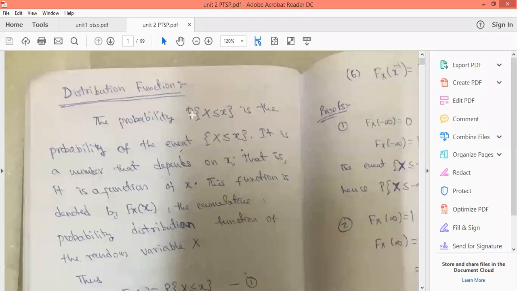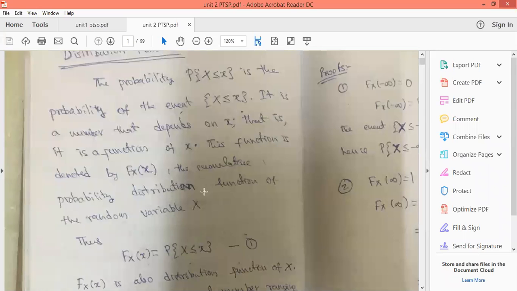The probability of X less than or equal to x is what? It is the probability of the event X less than or equal to x. So what is this value? This value depends on the x value, so it is a function of x. This function, how do we denote it? We denote it as F_X(x). This F_X(x) is called the cumulative probability distribution function of random variable X.